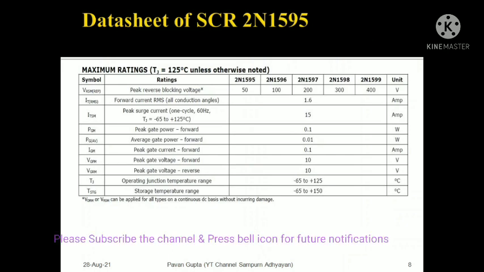Here I have shown the maximum rating of this SCR, so you can see that the different ratings are given for 2N1595. There are also variations of 96, 97, 98, 99, but we are focusing on the 95 version because it is available in the PSpice 9.1 version. The peak reverse voltage is near about 50 volts, and the forward current RMS is 1.6 ampere, and similarly the other ratings of the gate and the temperature are also given.